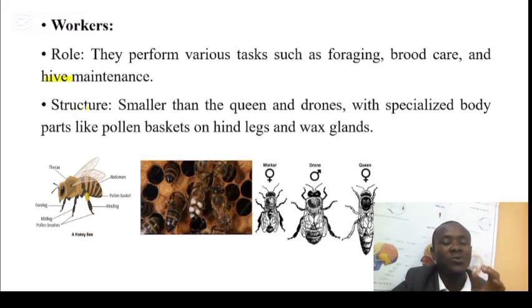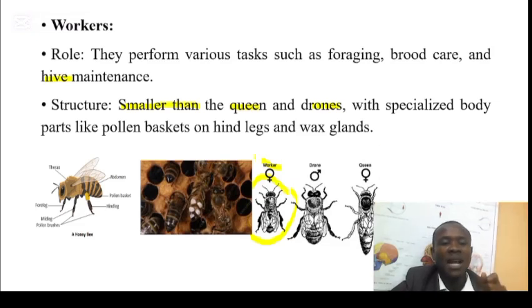And based on their structure, if you have been asked their characteristics, how you define them structurally, they are smaller than the queen and the drone. That means they are the smallest. So if you observe here, the smallest one among them is this one, and this one is being regarded as the worker. But mind you, the worker is a female and the queen is a female. We don't have any male that is worker in this case.